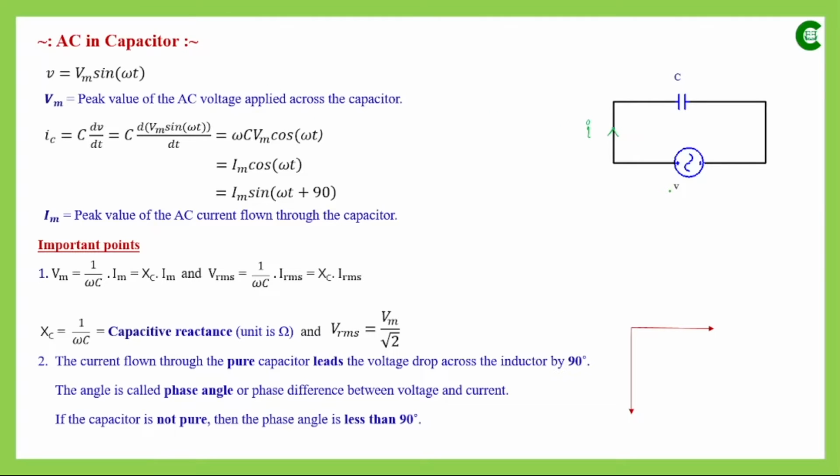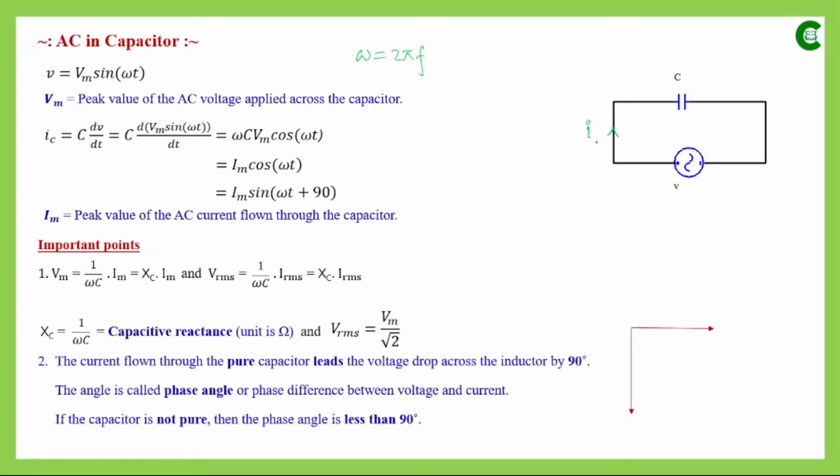Since this is an AC voltage and sinusoidal in nature, the small v will be written as Vm sin omega t, where Vm is the peak or maximum value of the AC voltage applied across this capacitor, and in sin omega t, omega is the angular frequency measured in radians per second. Omega, we know, is equal to 2 pi f, where small f is the linear frequency, whose unit is hertz or cycles per second. This is something we already know. And Vm sin omega t is the format of a sinusoidal waveform.